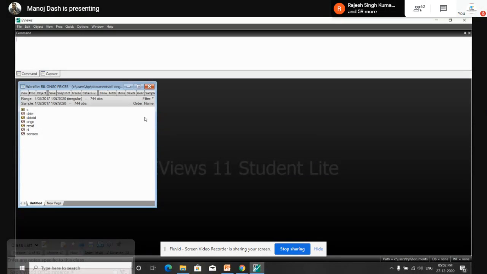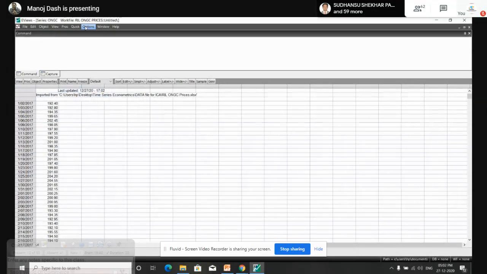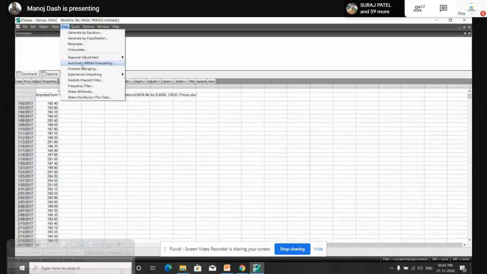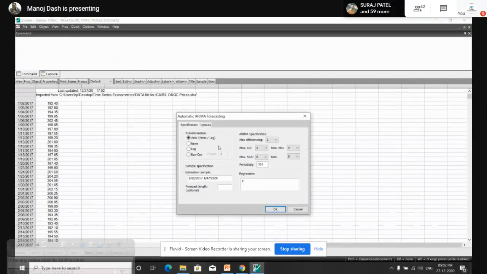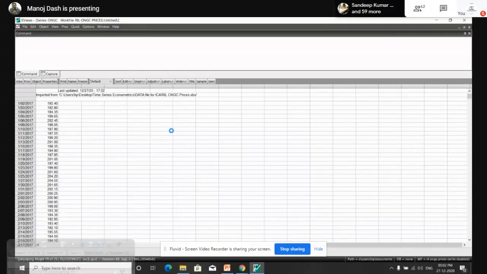Now I want to, can you predict the ONGC? Can you find the ARIMA model of ONGC? What should the ONGC price be after the next 2 years? So first of all, what do you check? Go to the ONGC, then automatic ARIMA forecasting, then Options, forecast. Clear?